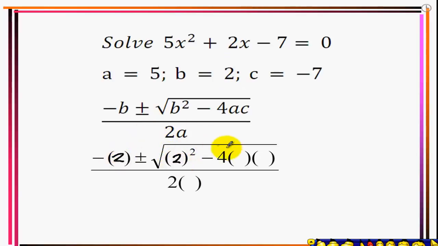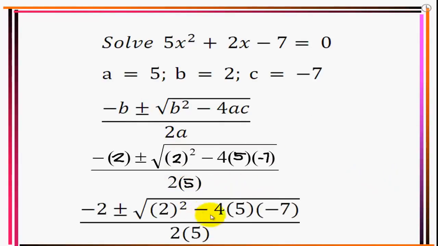This is b equals 2, a equals 5, and c equals negative 7, and then my a is equal to 5. Next, let's simplify first inside the parentheses. Remember, we are still using our order of operations. Square root is a symbol of grouping. So we are going to simplify this expression first.